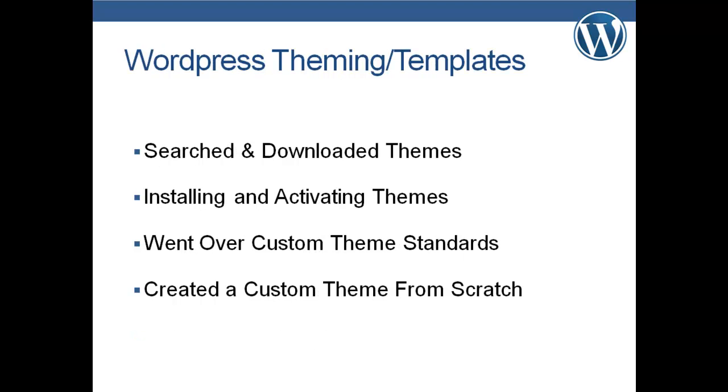Next, we looked at theming, and we looked at what WordPress themes consisted of, how to find them, download them, install them, activate them, how to tweak certain aspects of them, and then we went over the standards of custom theme design or development, and then we actually created our own theme from scratch. We didn't convert any HTML or anything like that. We actually built it from the ground up, which was successful and displayed everything we needed it to.